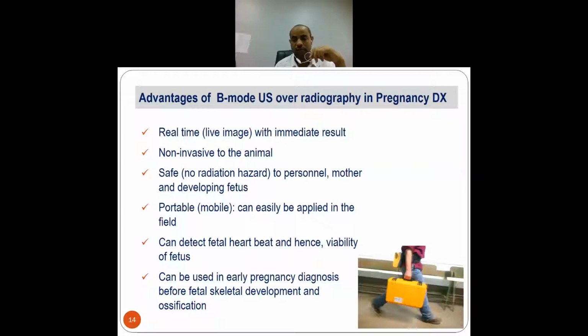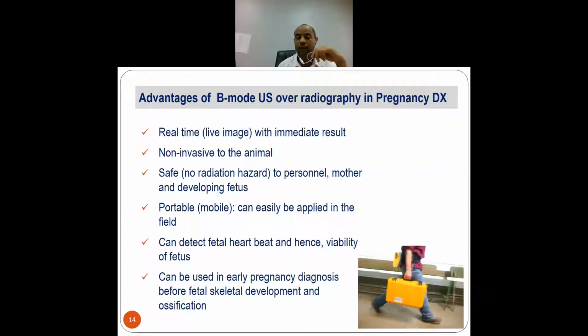It can be applied easily, but it comes with a lot of disadvantages when we compare it with the ultrasound. So what you see here in the list is various advantages of the ultrasound over the radiography. The number one advantage is that it is a real-time procedure, meaning that you can see the result immediately while you are scanning, and you can interpret the image and even diagnose the case. That is one of the main advantages over radiography.